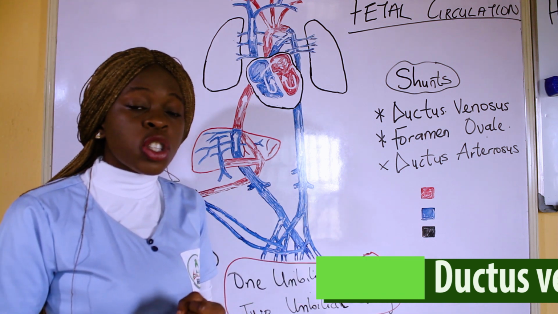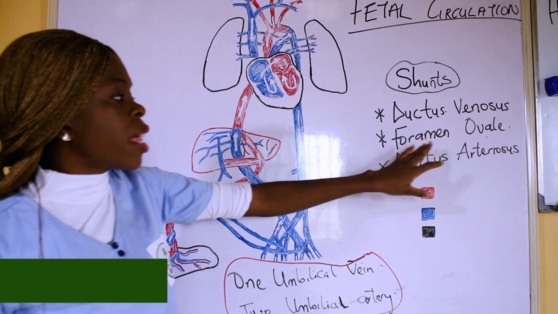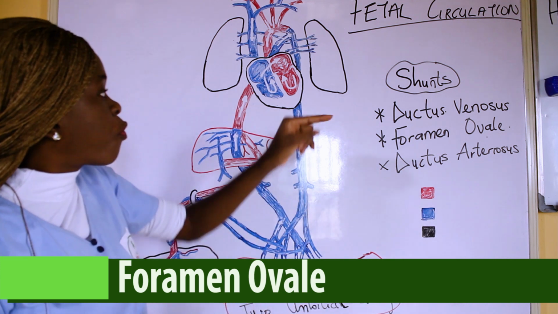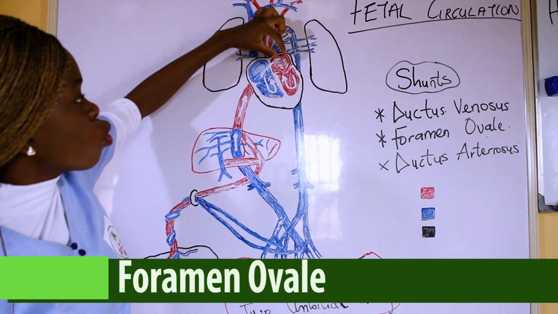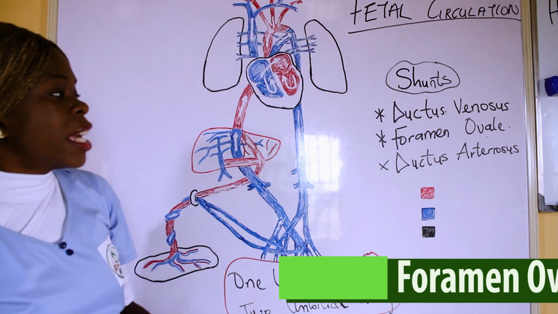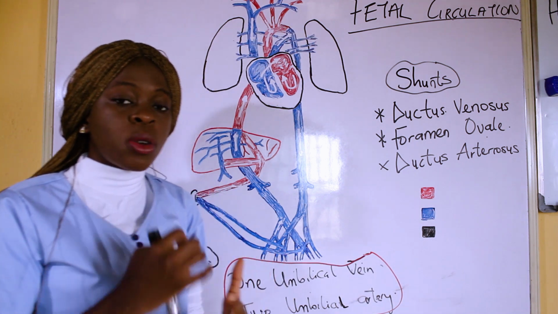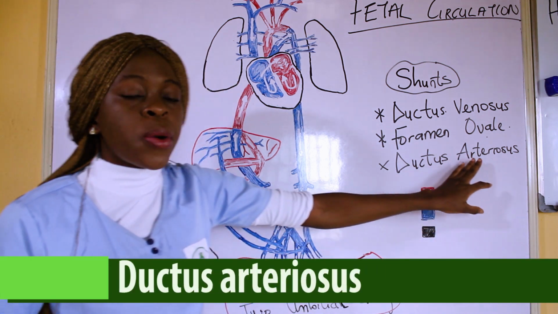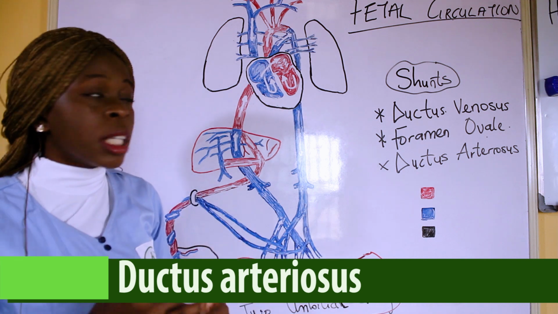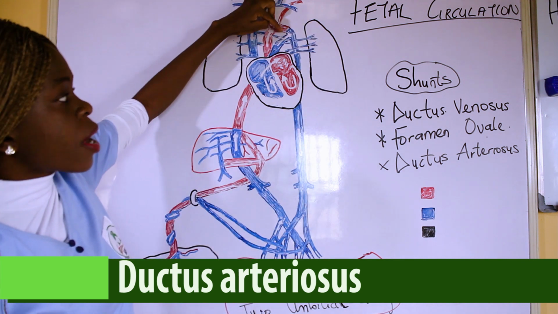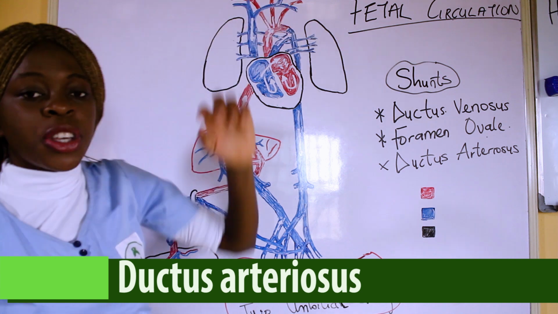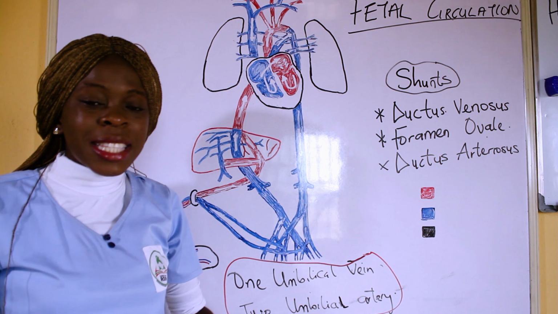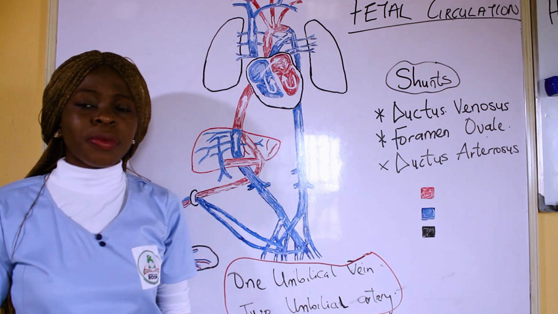Then the second shunt you have to take note of is the foramen ovale. The foramen ovale helps to shunt blood from the right atrium to the left atrium. Then the last shunt you have to take note of is the ductus arteriosus. The ductus arteriosus helps to shunt blood between the pulmonary artery and the aorta. So now let's talk about the blood flow, the fetal circulation proper.